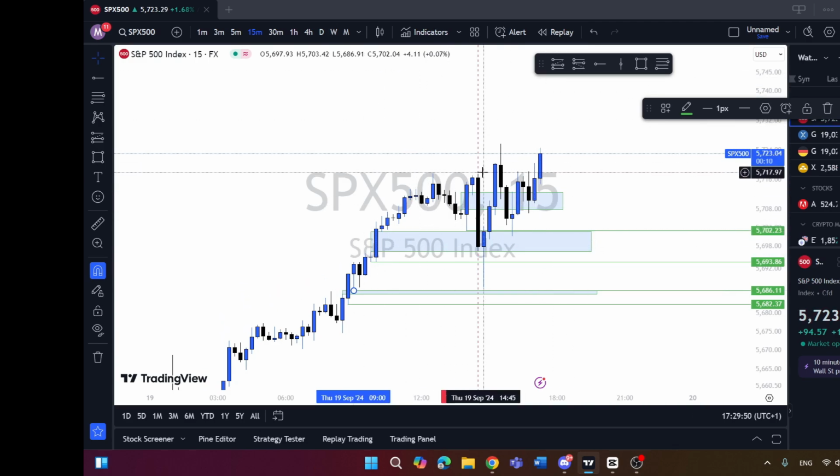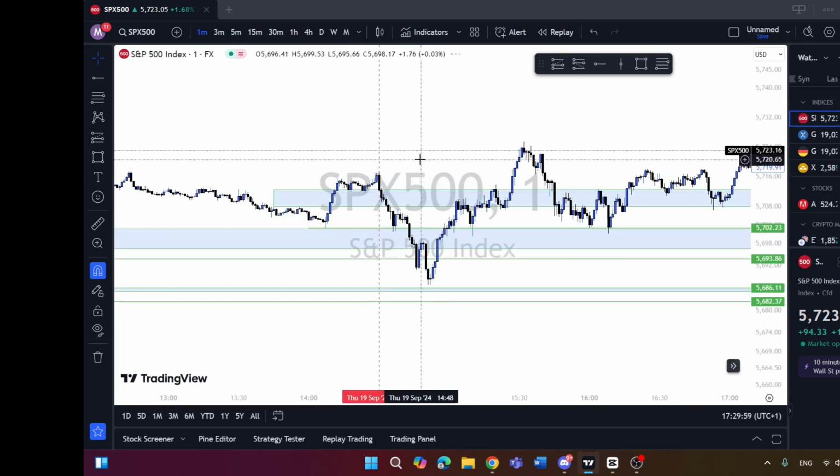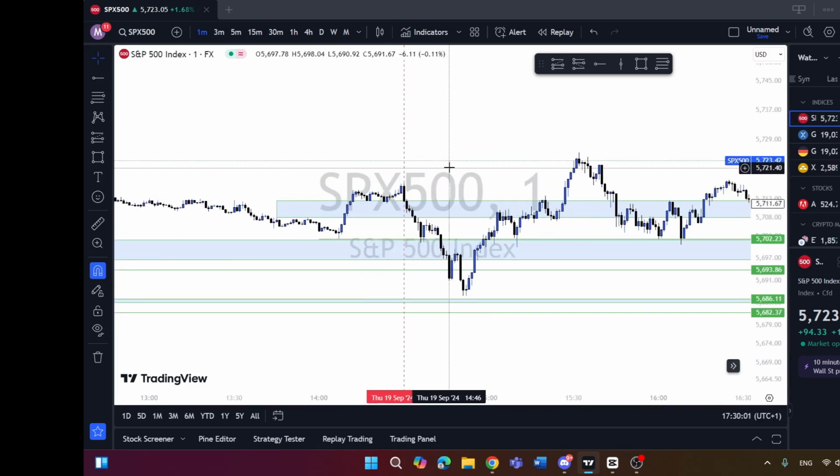So the next step was to simply wait till market open and see how the market moves. So I'll go into the 1 minute and I pretty much wait for the market to change direction, wipe people out with liquidity, and then push back up.